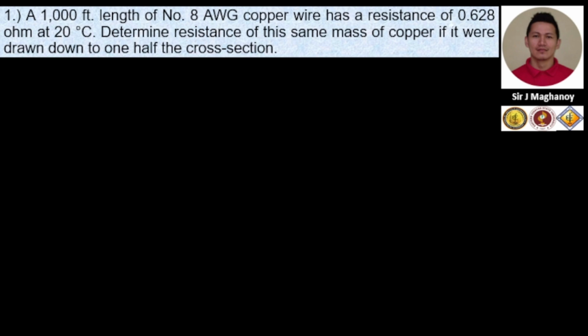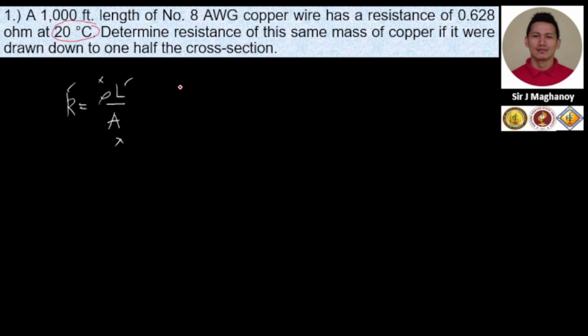Okay, so then we need to determine the resistance. First, let's recall the formula. The formula of resistance is equal to resistivity times length all over the cross-sectional area. So do we have the value of our resistance? Yes, it's given in the problem. How about the resistivity? None. How about the length? Yes. How about the cross-sectional area? None. So our first step, you can see that the resistance is 0.628 at 20 degrees Celsius.